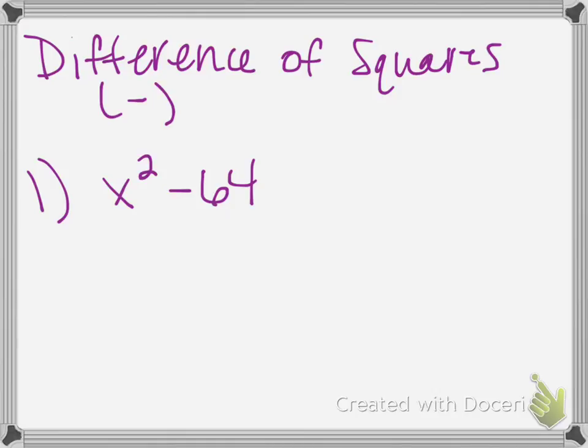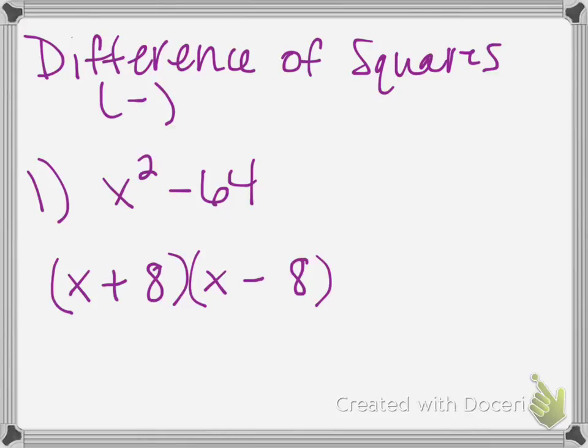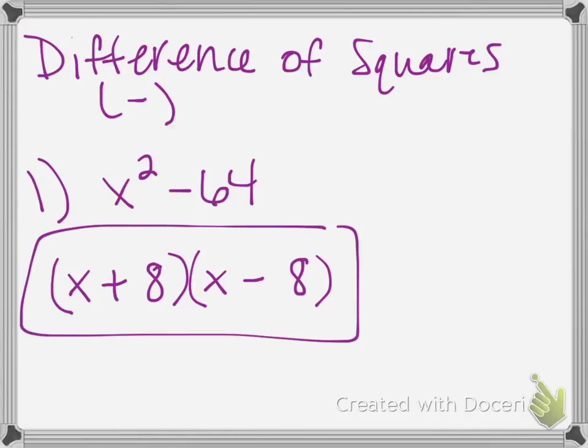So then what you would do is you'd set up your two binomials. One binomial will be adding, the other one will be subtracting. And so for my first term, I would take the square root of x squared, which is x. And for my last term, I take the square root of 64, which is 8. So I get 8 and 8. And then that is my final answer. I have found the difference of the two squares.